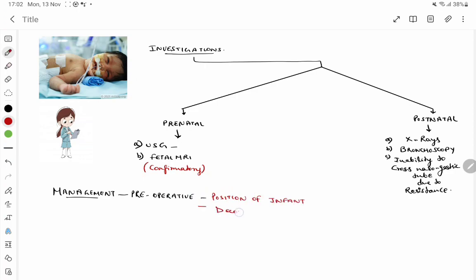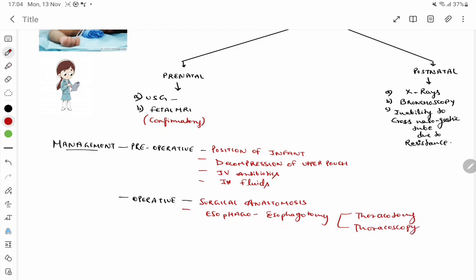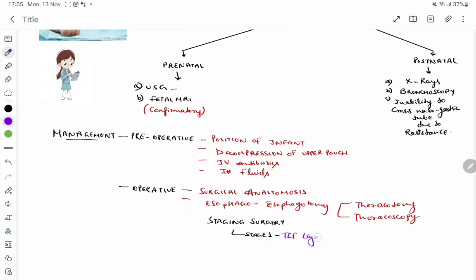What will be the management? First, pre-operative management: we will maintain the position of the infant, decompression of the upper pouch, and IV fluids and antibiotics are given. Surgery is the only treatment for TEF, by thoracotomy or thoracoscopy, and in stage 1 surgery the TEF is ligated and gastrostomy is done.